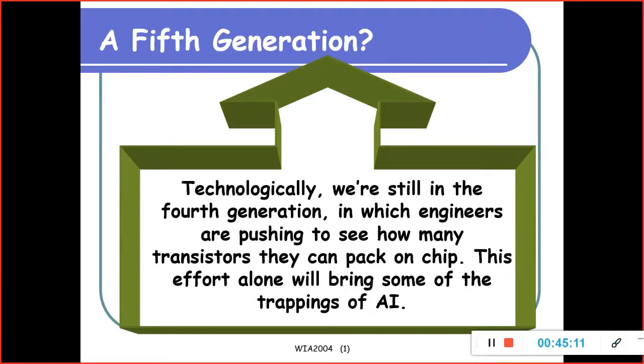Technologically, we are still in the fourth generation, in which engineers are pushing to see how many transistors they can pack on a chip. Now they have a lot of transistors, but it will come to an end. So this effort alone will bring some of the trappings of AI. The fifth generation computer, I mean, you have quantum computing, supercomputers, everything. Not really sure it can be called a fifth generation, but the majority of computer experts agree that fifth generation computers will mostly use AI.